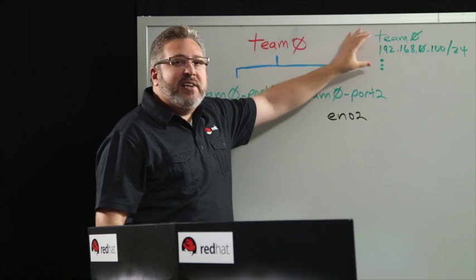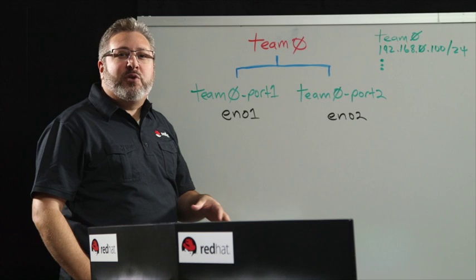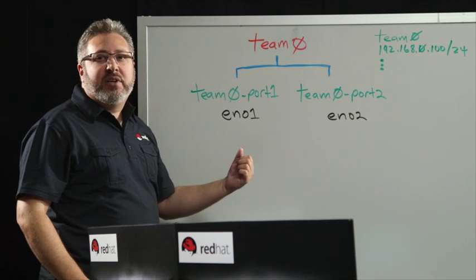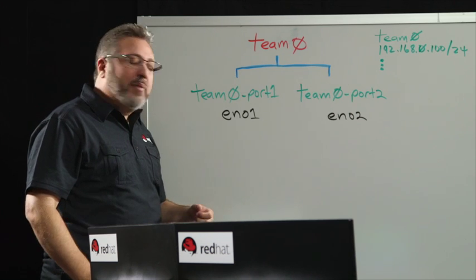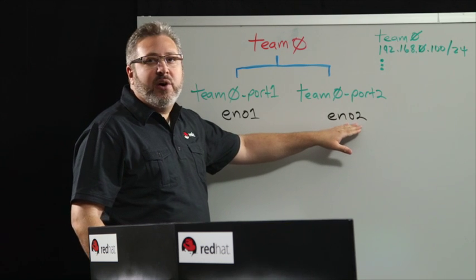Then the team interface, since it's actually not a real physical interface, is not going to be able to send the traffic. So what we're going to need is some reinforcement from physical interfaces. In the example we're working with in the book, we're going to be using interfaces en01 and en02.